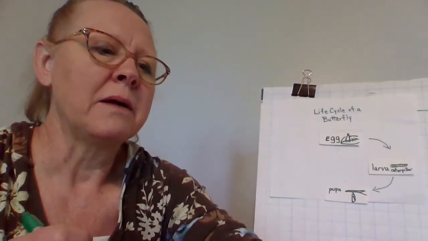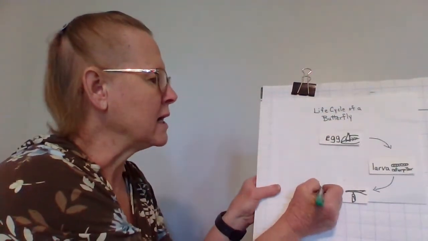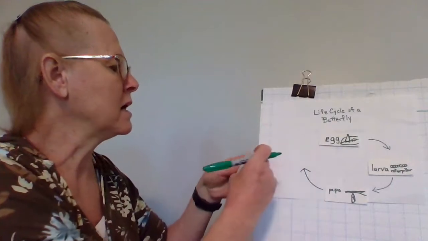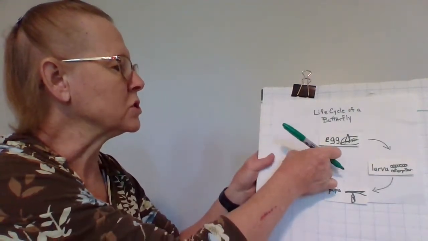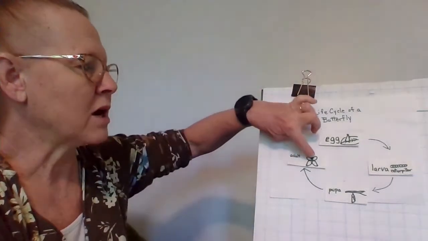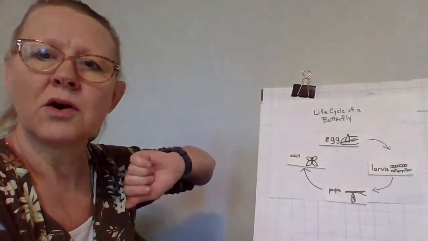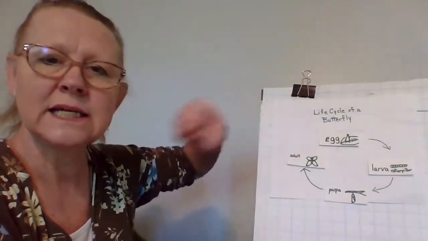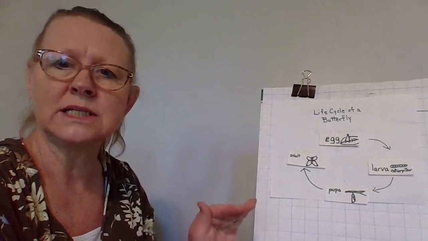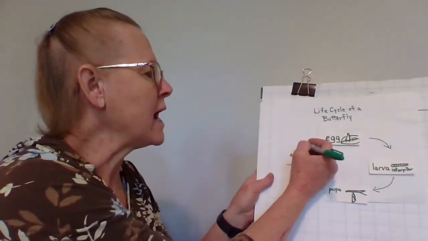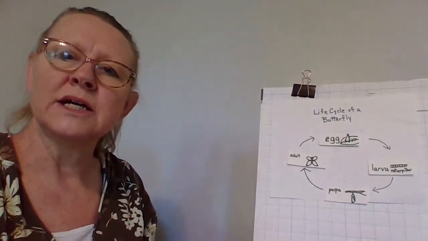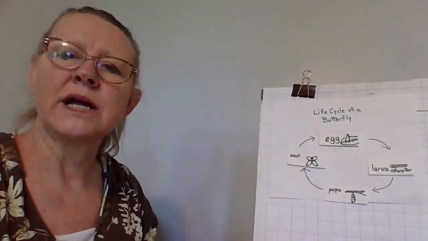And then I'm going to draw my arrow up here, because then he becomes an adult, or she becomes an adult. And at this point, she's got her 4 wings, her 3 body parts, her antenna, her 6 legs. She is a full insect now. And then an adult goes off and lays more eggs.